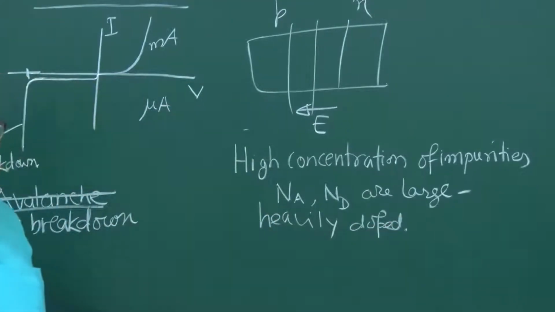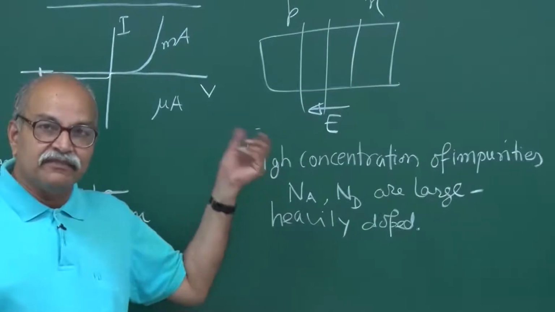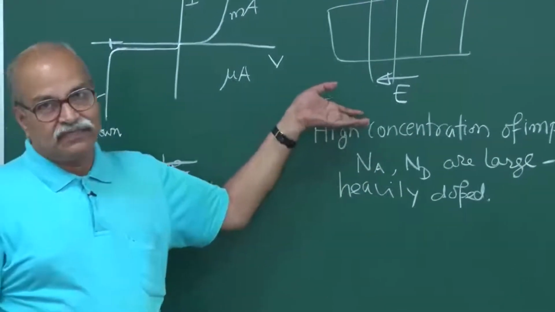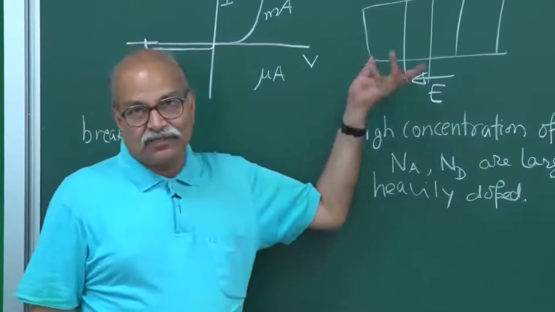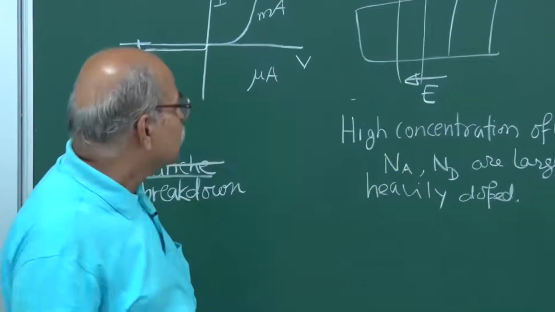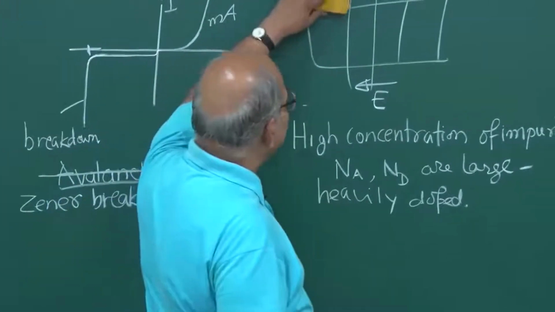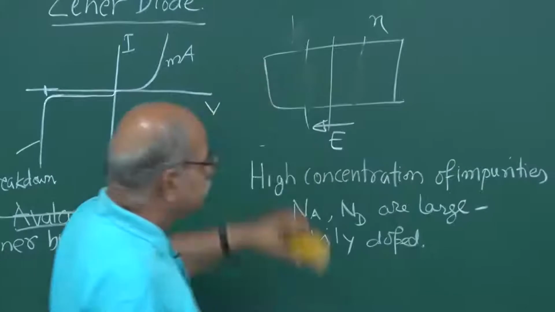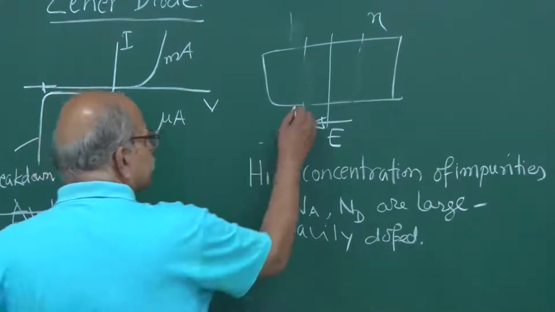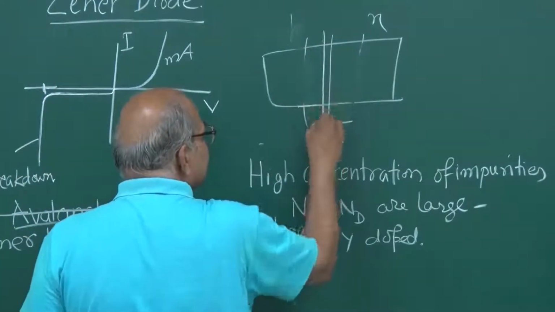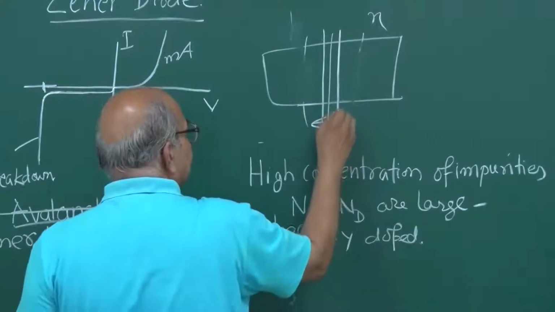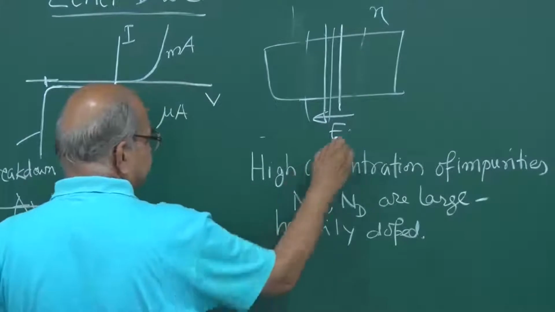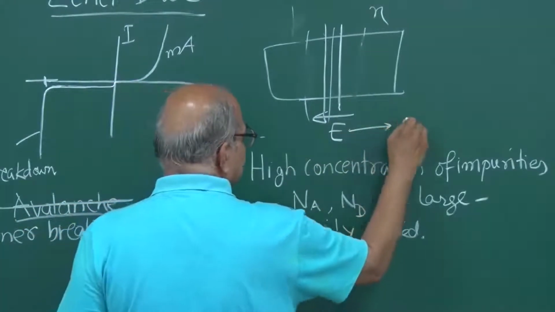So as a result, this depletion layer is very thin, of the order of micrometers, 1 or 2 micrometers or less, like that. So if the depletion layer is very thin, and then you apply this reverse bias voltage, the depletion region is very thin and you apply this reverse bias voltage, this electric field can be very large.